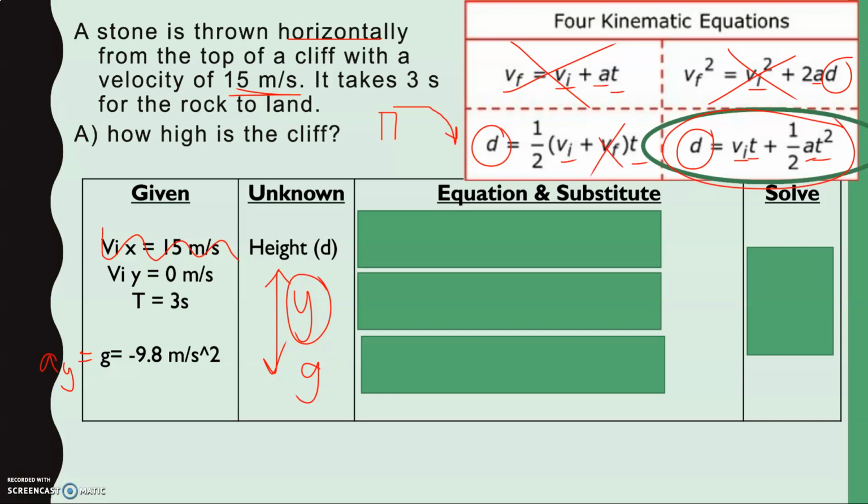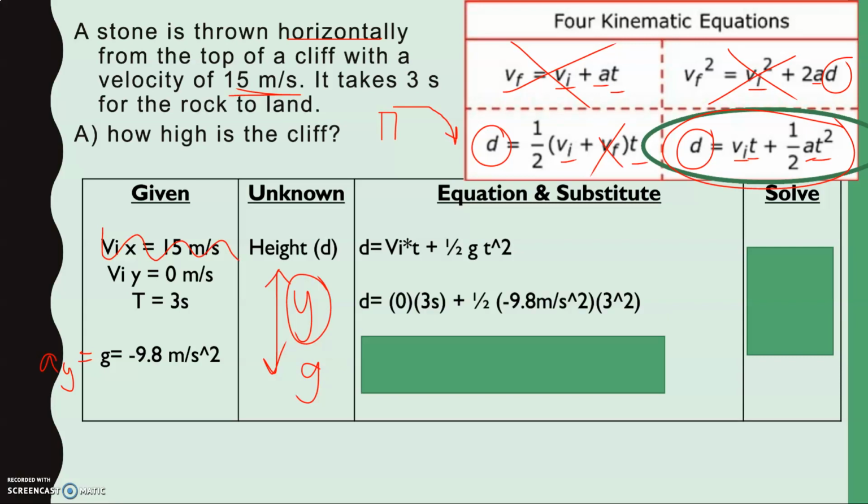Knowing that we have to use this equation, we can write down the original. This is distance equals the initial velocity times time plus 1/2 times the acceleration, and the acceleration in the y direction, of course, is gravity, times the time squared, and only the time gets squared. Next we can plug in and substitute all of our variables. The initial velocity in the y direction is 0. The time is 3 seconds, plus 1/2 times gravity, which is negative 9.8, and the time is the only thing that gets squared here, so 3 squared.